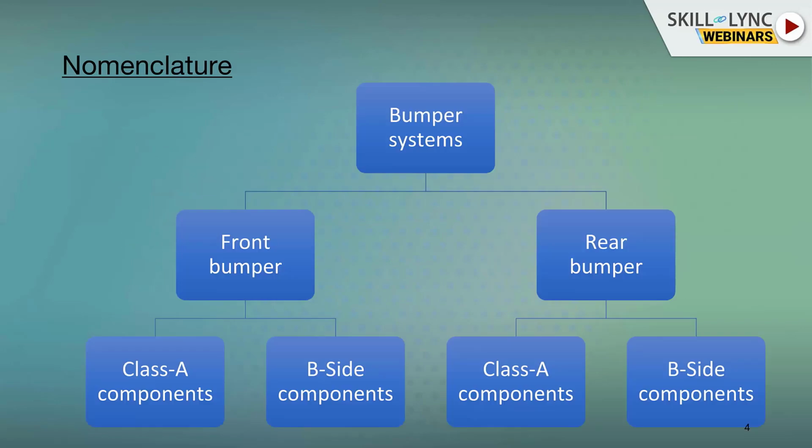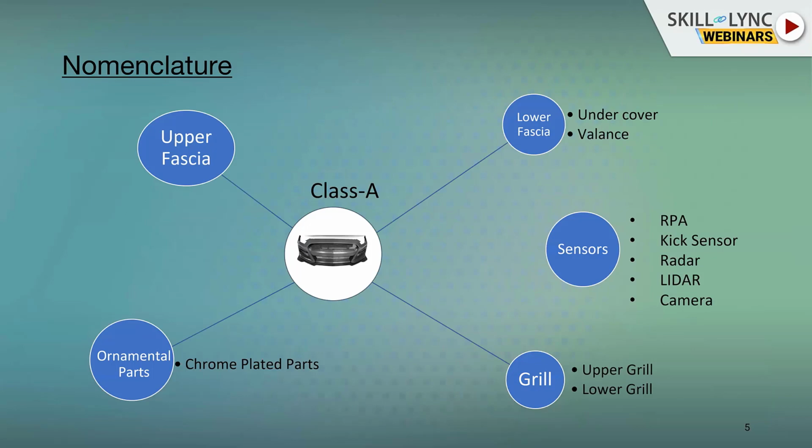Moving on to nomenclature, bumper systems are usually divided into two assembly categories, that are front bumper assembly and the rear bumper assembly. And both the bumper assemblies comprise Class A components and B-side components. Moving forward with Class A components. Class A components are the components that provide a cover to the vehicle structure.